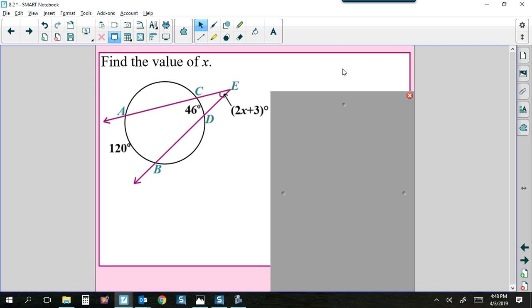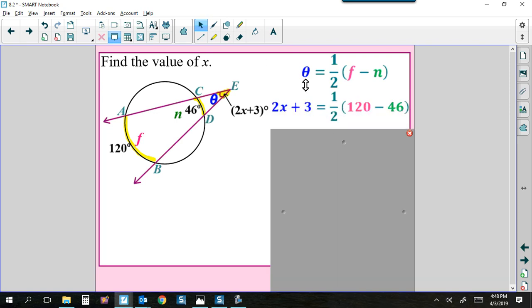Okay, if you need more time or would like to keep trying by yourself, go ahead and pause the video because we're going to go ahead and go through the problem. So it's two secants, it's an exterior angle problem, so we know theta, the angle, is going to equal half of the difference between the faraway arc minus the near arc, or the big arc minus the small arc. The next thing you will simply do is substitute in what you are given in the diagram. So the angle is given as 2x plus 3. The larger arc, the faraway arc from the angle, is 120, so that gets plugged in first. And then 46 is the other arc that we are using. So you end up with this equation here.